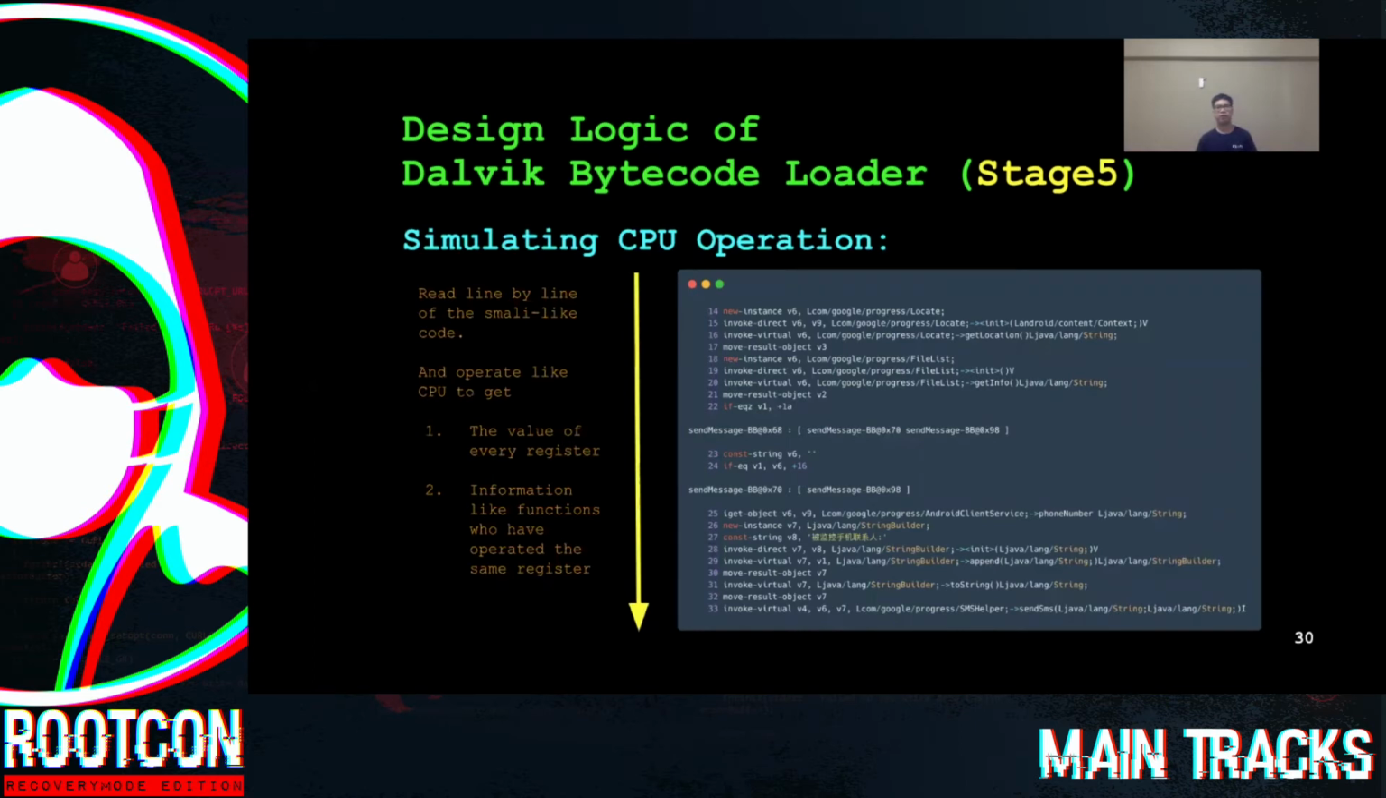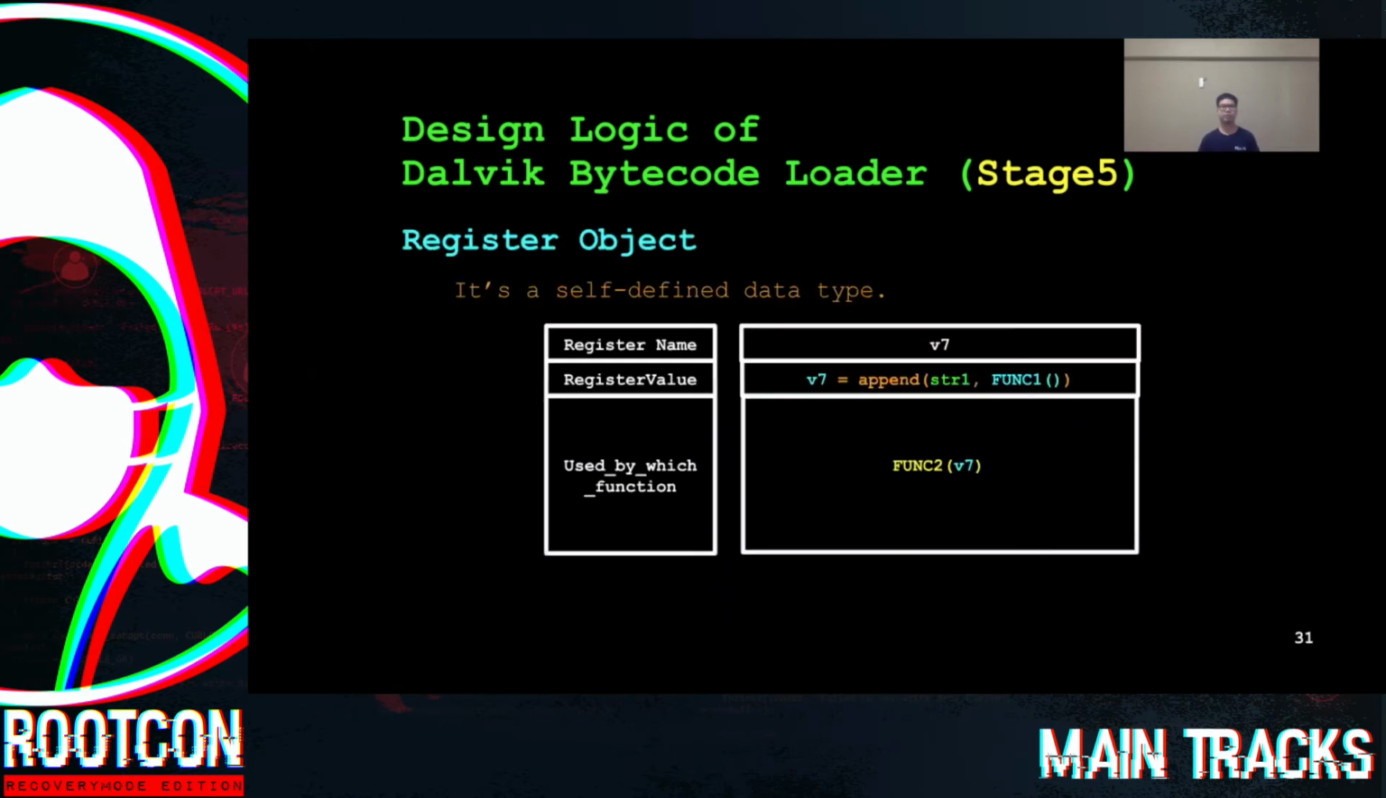We read line by line of the Smali source code and operate like CPUs to get two things. First, the value of every register. Second, the information like functions who have operated the same register. To make this happen, we create a self-defined data type. We call it register object.